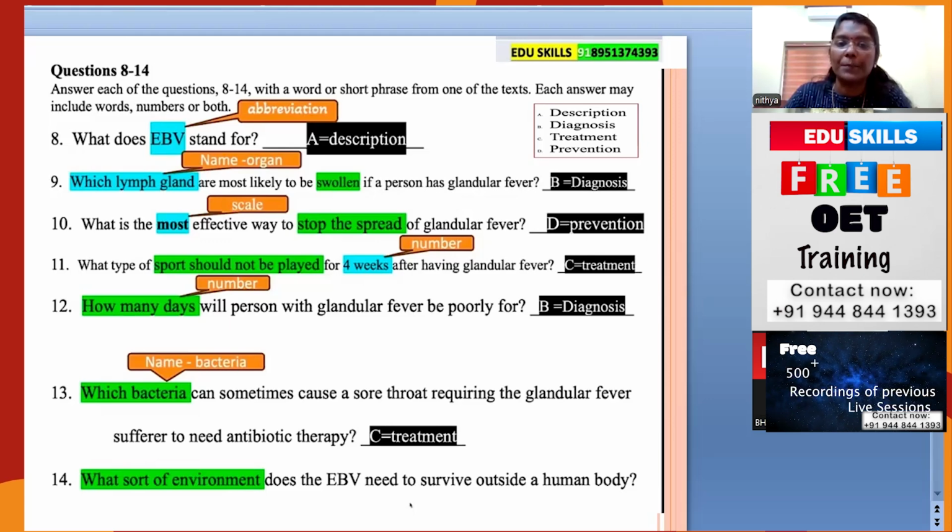Then the 11th one. What type of sports should not be played for 4 weeks after having glandular fever? C. Sports, we have already underlined during skimming. The answer is C. Then, how many days will a person with glandular fever be poorly for? B, signs and symptoms. Then, which bacteria can sometimes cause a sore throat requiring a glandular fever sufferer to need antibiotic therapy? Text C. Then, what sort of environment does the EBV need to survive outside a human body? D.